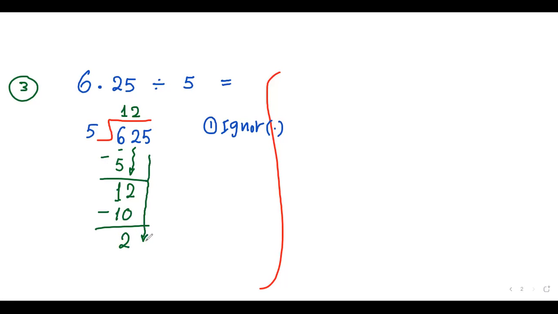Oh, bring down 5. So 25 divided by 5 equals? We're going to keep multiplying. 5 multiply 5 equals 25. Good job. When you subtract, is there any remainder? No, we're going to put 0.